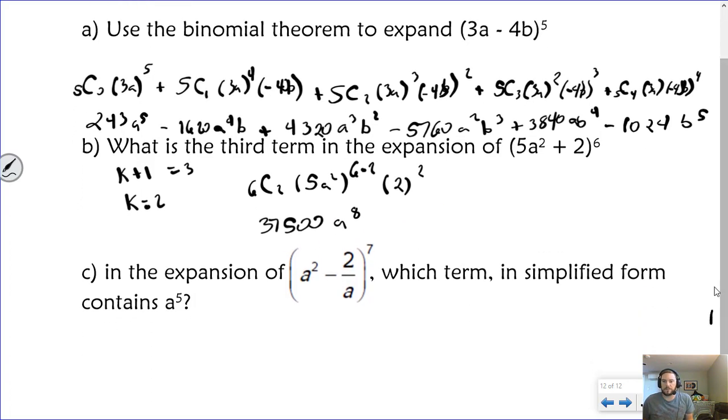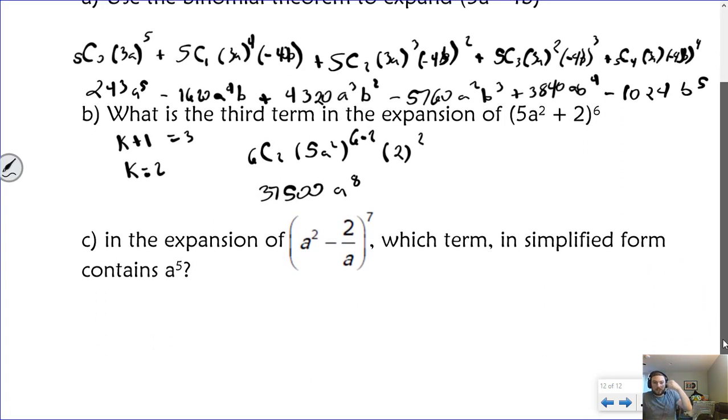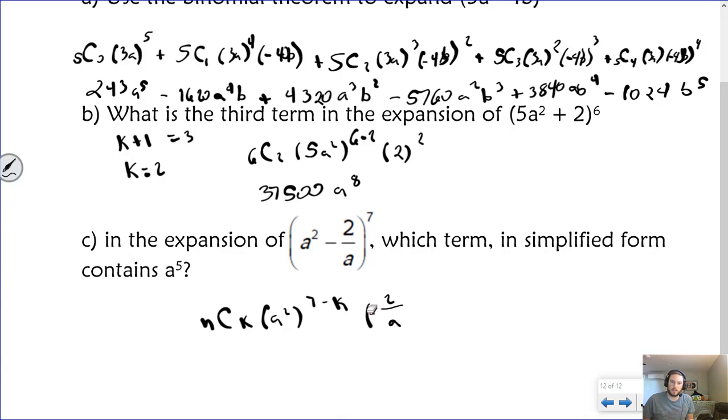Now, part C is a little different. We haven't seen one quite like this before. But again, what we need to do is, in the expansion of a squared minus 2 over a to the power 7, which term in simplified form contains a to the 5? So again, what we know is that nCk, a squared to the power 7 minus k, times 2 over a, and that's going to be a negative, to the power k, right? That's our binomial theorem.